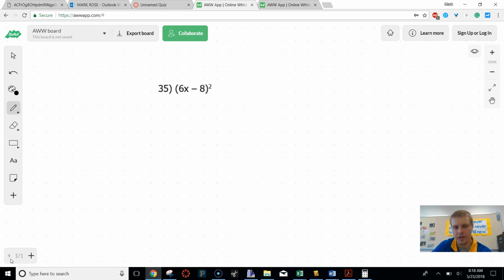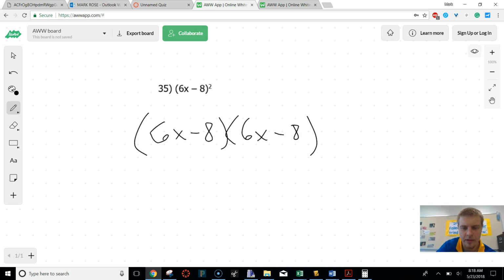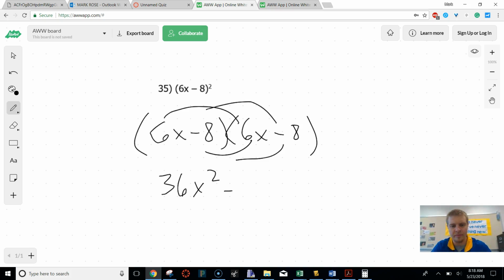For this, when I do it, I'm going to get 6x minus 8. And since you're squaring it, you have to times it by itself again. So 6x minus 8. We're going to FOIL that over. I'm going to get 36x squared minus, well, 6 times 8 would be 48x. This would be negative 48x.